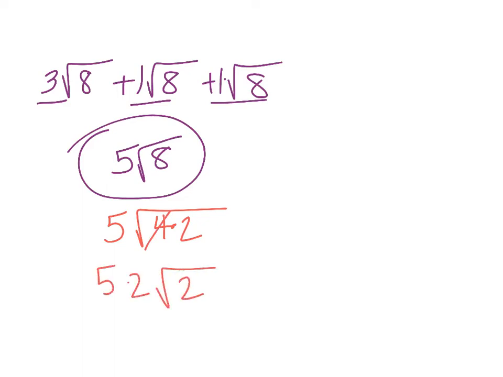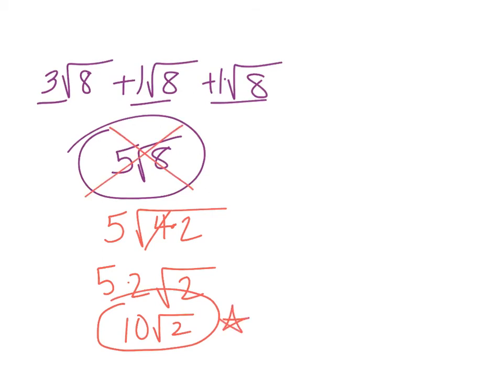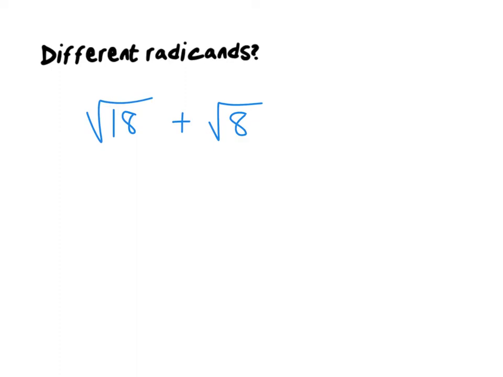And then I still have that square root of 2 on the inside. And then 5 times 2 is 10 times the square root of 2. This would be my final answer. So this is not simplified all the way. This is. All right, so you might be thinking, well, that's pretty easy if they have the same radicand on the inside. What if they have a different number on the inside?